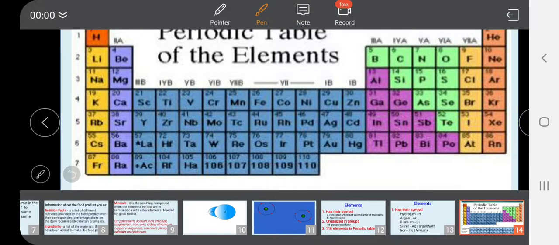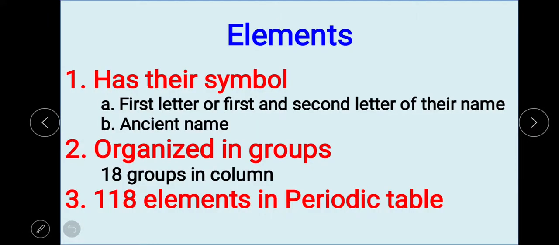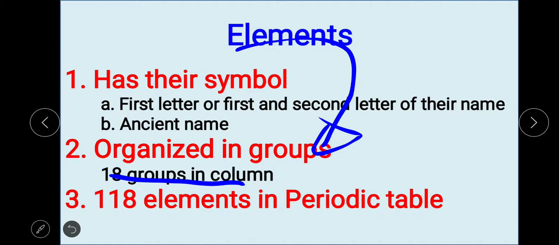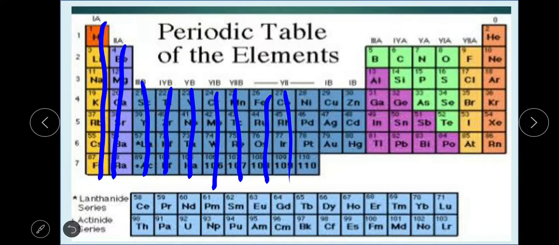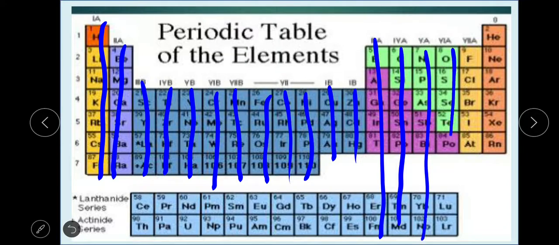Next story is this. Elements are organized into 18 groups. Review, 18 groups. Now, this is the periodic table of elements. The periodic table of elements is arranged into 18 groups. This is column 1, group 1, column 2, group 2, column 3, group 3, column 4, column 5, column 6, column 7, column 8, column 9, column 10, column 11, column 12, column 13, column 14, column 15, column 16, column 17, column 18. Therefore, there are 18 columns and therefore there are 18 groups.